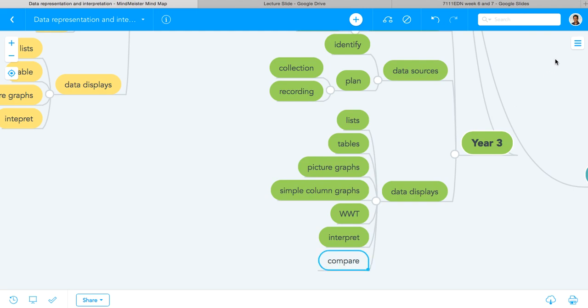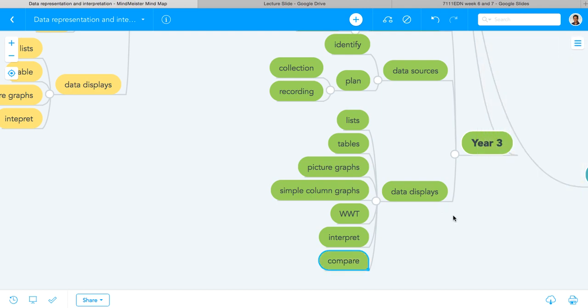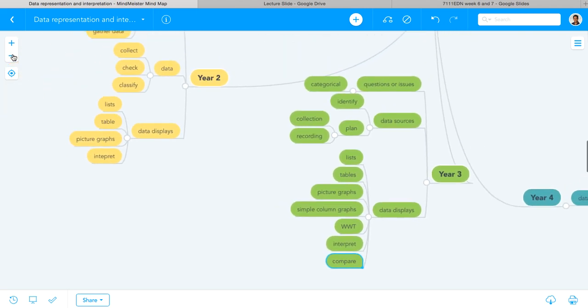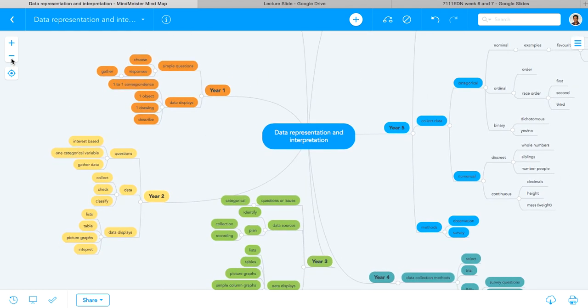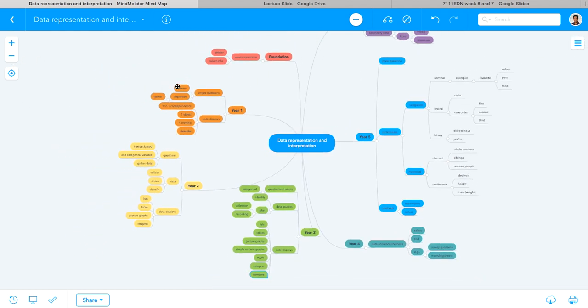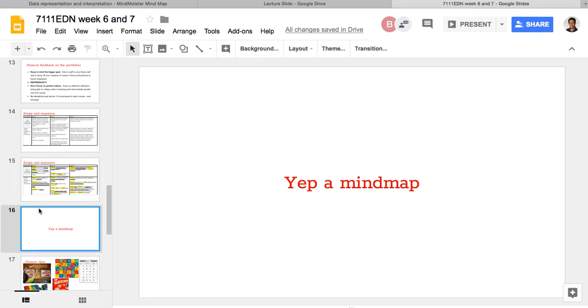Okay, and I'm just going to make that green while we're here. There we go, that's better. Don't know why that was like that. Okay, so there we have data representation and interpretation. Okay, and that's what it would be. So next trimester, we're going to proceed along this side over here. Okay, but we'll leave that to next trimester. Let's come back to the PowerPoint.